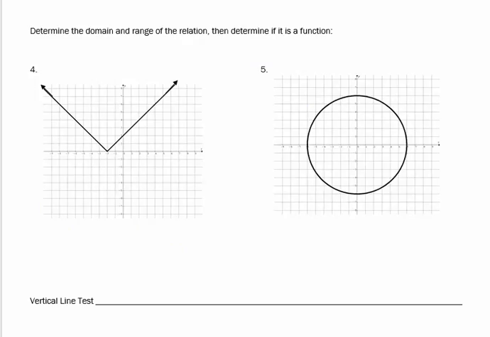Determine the domain and the range of the relation, then determine if it is a function. Given ordered pairs, we just choose every x value to find the domain and every y value to find the range. But given a graph, it's a little more challenging because of all the numbers that can be used on a coordinate plane. So looking at number 4, we have this graph.